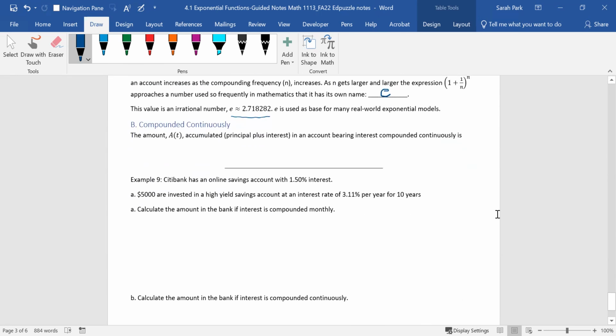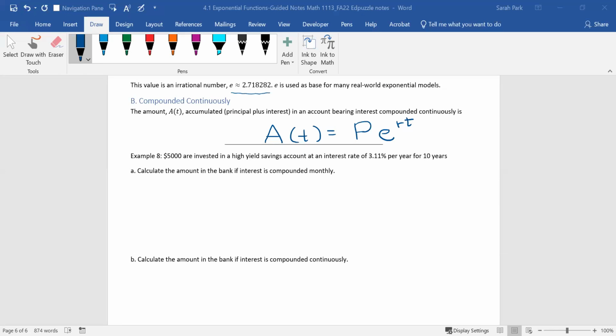Let's look at the compounded continuously formula. This is where you compound continuously, and we're going to actually use this number e in our formula. It is A of t equals P times e raised to the rt, where P is the principal, r is your interest rate, and t is time in years. Let's look at the next example together.